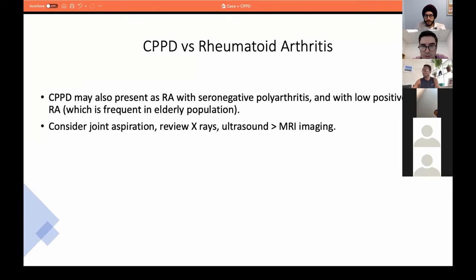CPPD can be confused with RA because a lot of times you don't have just one joint, you might have multiple joints involved. Elderly population, they might also have a weakly positive rheumatoid factor. So just be careful to not diagnose patients with RA just because they have a low positive rheumatoid factor. Therefore, joint aspiration is very important. If you can, X-rays are important. Ultrasound is better than MRI.